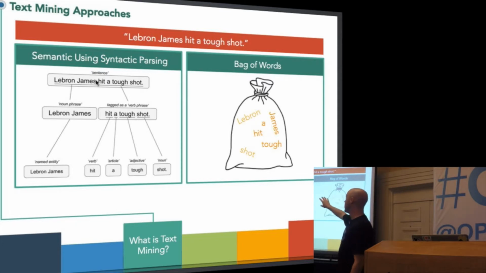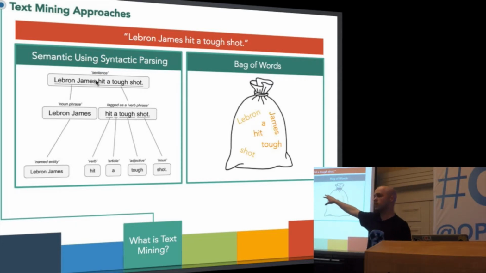The difference is that in syntactic parsing, we actually do part of speech tagging, where you tag something as a sentence, then here we might tag it as a noun phrase, tag it as a verb phrase, you tag it again as, let's say, a named entity like LeBron James. You have a verb, an article, an adjective, and a noun. So you're collecting a lot more rich metadata, but because of it, in terms of modeling and things like that, it's very data rich and can be computationally intensive.